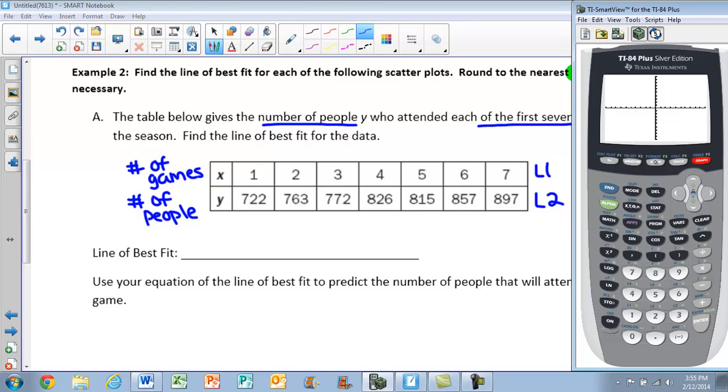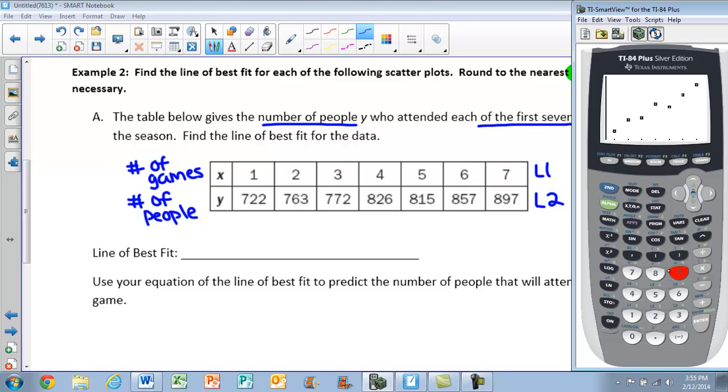Well, in order to see it, we have to hit the zoom button, and then we have to press number 9. That's going to zoom fit it for us. So that's going to pull us to the screen. And if you look, you should be thinking, hey, that looks like the 3 examples on the first page. What you should be thinking also is that looks like it has a positive correlation.